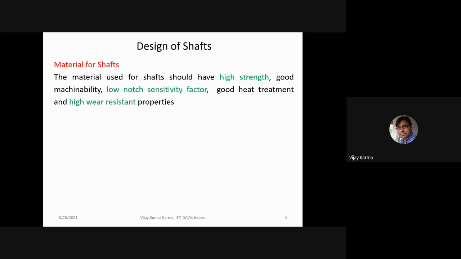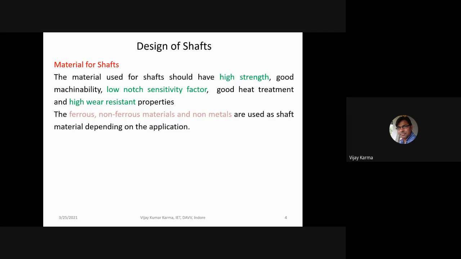Now the materials which are used for the shafts. There is some requirement. Shaft materials should have high strength, good machinability, low notch sensitivity factor, good heat treatment, and high wear resistant properties. These are the properties which are required in a shaft material. The ferrous, non-ferrous materials and non-metals are used as shaft material depending on the application.